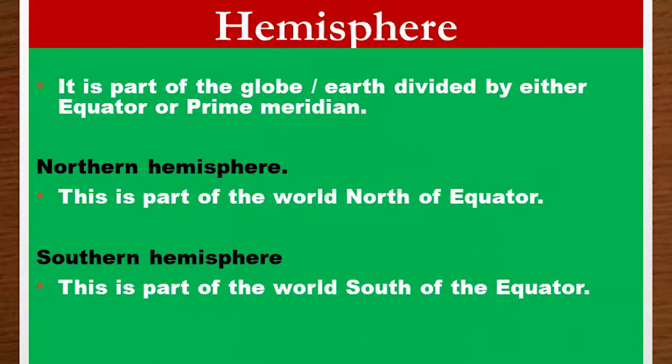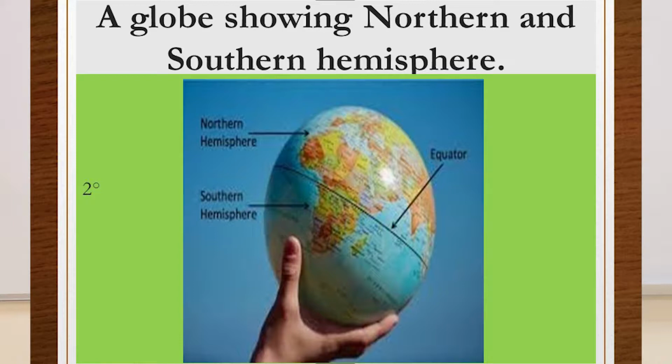So we look at hemisphere. Hemisphere simply refers to part of the globe or Earth divided by either the equator or the prime meridian. So we look at the northern hemisphere. The northern hemisphere is the part of the world north of the equator. Then we have the southern hemisphere. This is the part of the world south of the equator, as we can view from our picture.